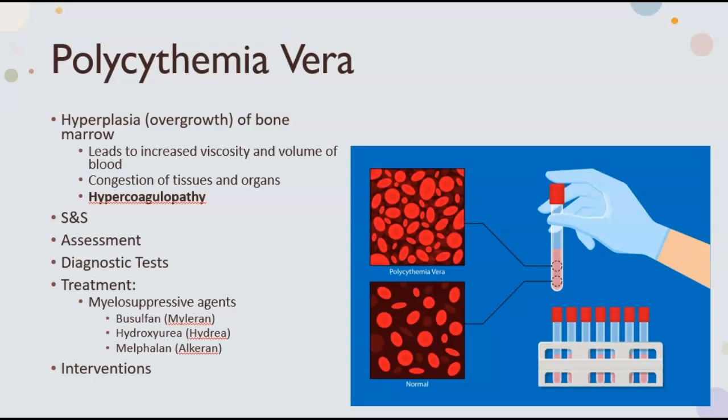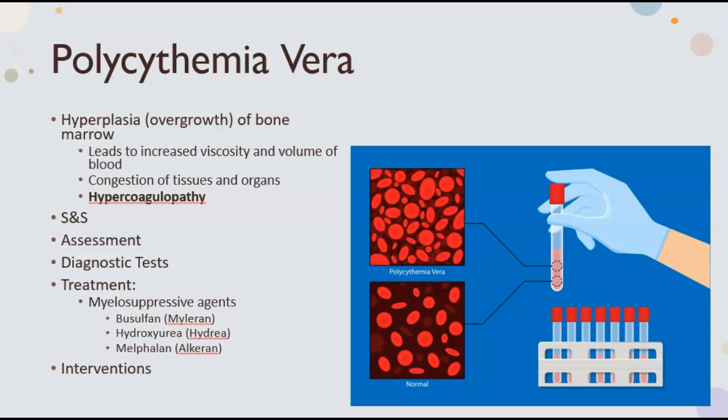Diagnostic tests. You will see an increase in hemoglobin, hematocrit, red blood cells, white blood cells, and platelets. You'll also see an increase in the histamine levels, increase in alkaline phosphatase and uric acid, and their basal metabolic rate, their BMR, is going to be increased.